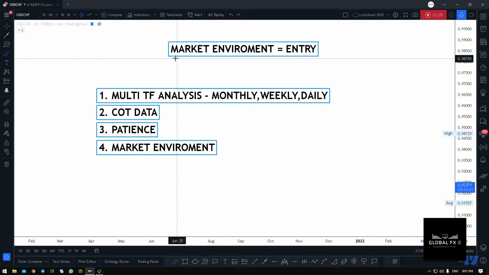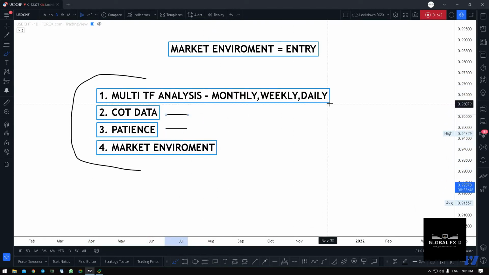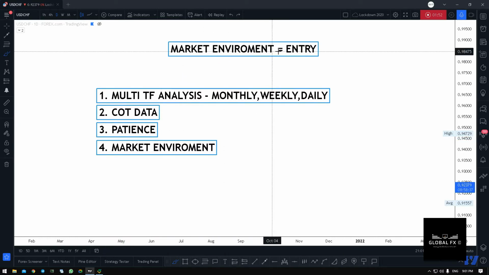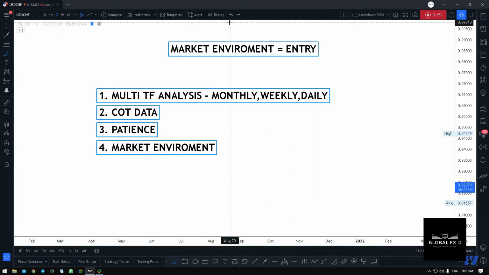Right. So market environment. First, I'm going to explain what we need to use and what we need to basically look for in order for us to get market environment. We need these 3 points over here, which is a multi-time frame analysis, COT data, and patience. These are the 3 different things that you need in order for you to get the market environment and also get your entry and win your trade.